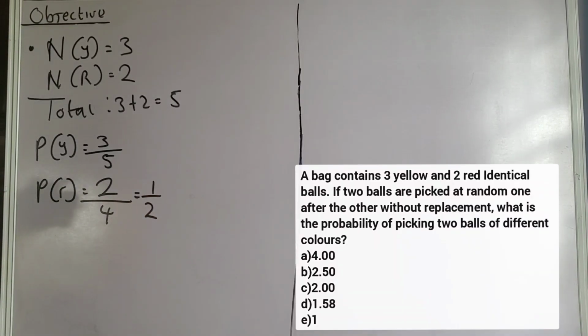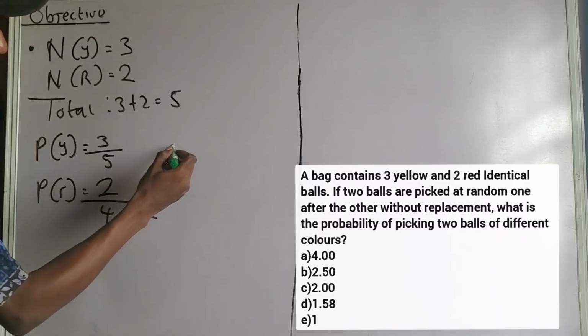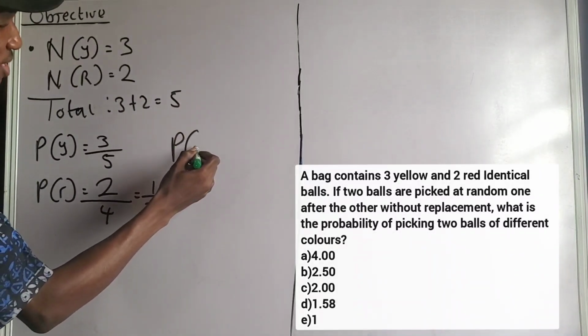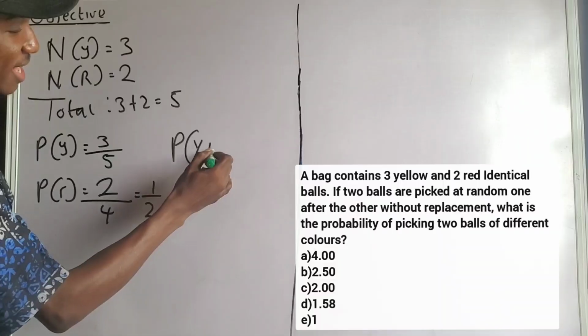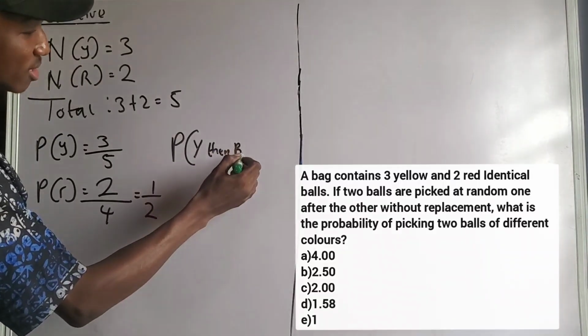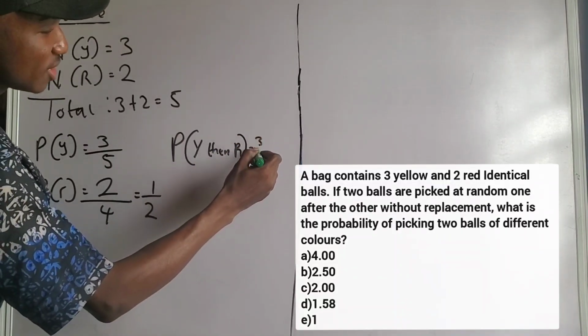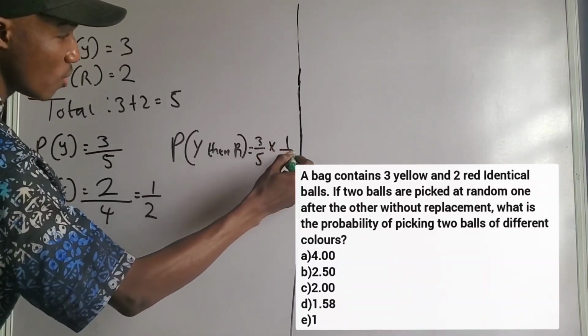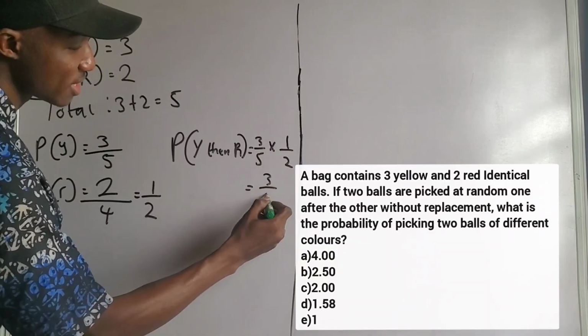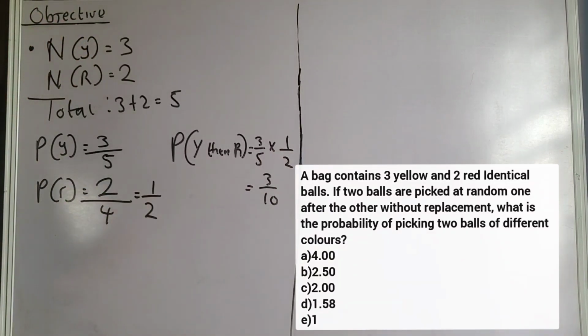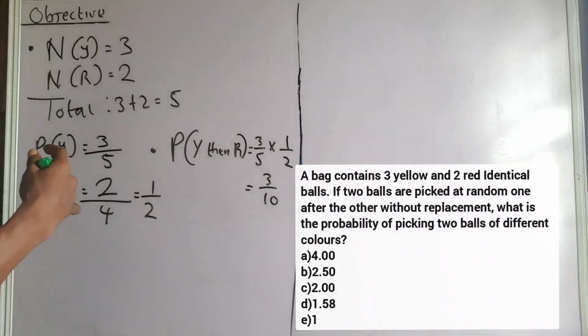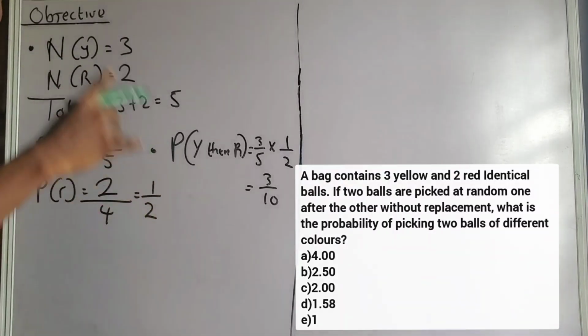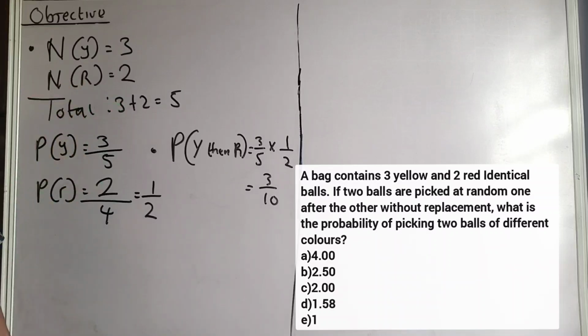So, please pay attention, the probability of picking a yellow ball, then a red ball will equal 3 over 5 multiplied by 1 over 2. That is 3 over 10. That is the first step. Are you getting it? So now we are still going to do the same. This one that we did is for yellow ball first. At the first pick, we pick a yellow ball. At the second pick, we pick a red ball.